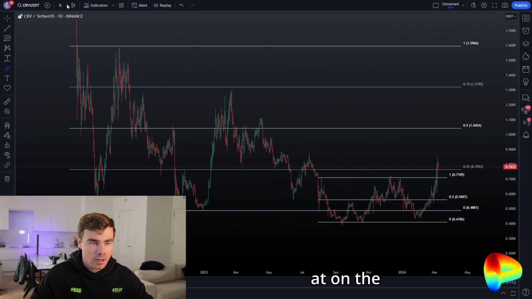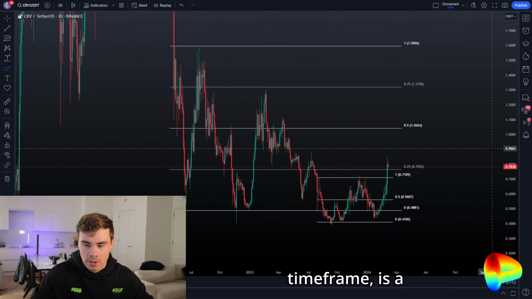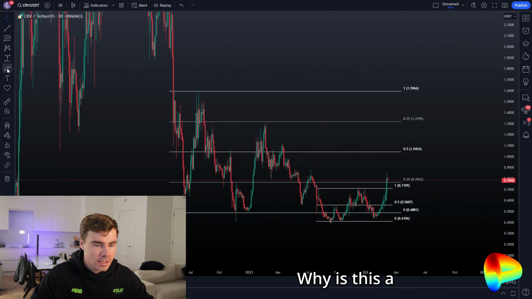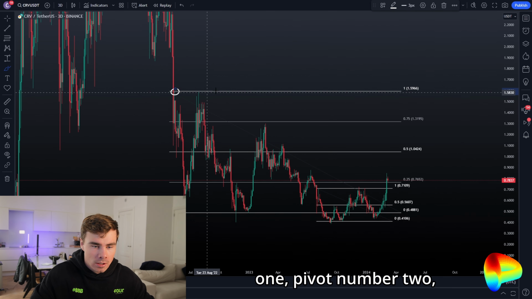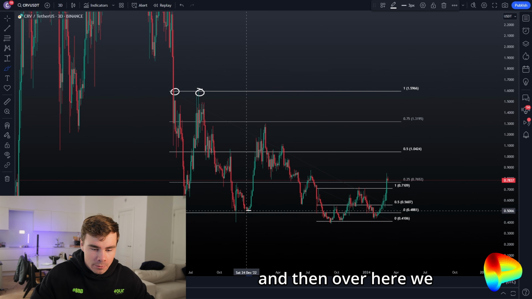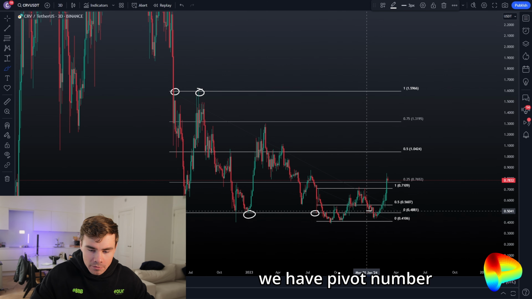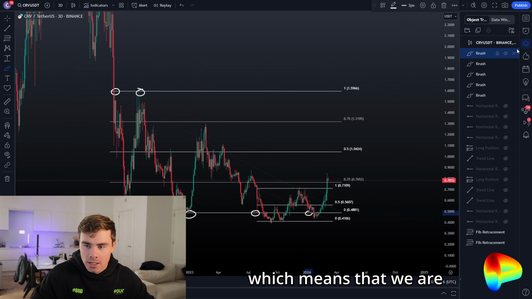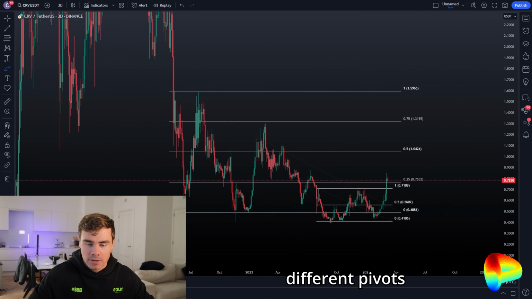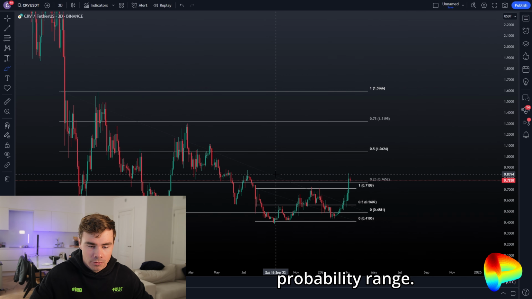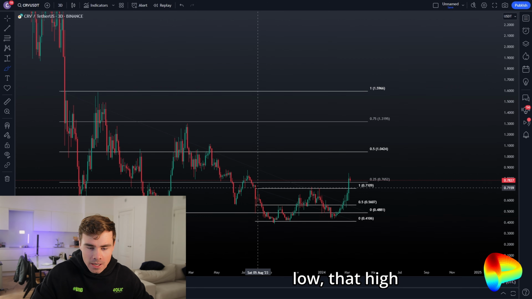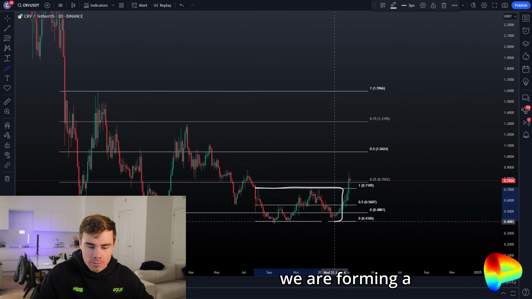So what we are looking at on the higher time frame, on the 3-day time frame, is a beautiful range. Why is this a beautiful range? We have pivot number 1, pivot number 2, and then over here we have pivot number 3, pivot number 4, right? And then even over here we have pivot number 5 and 6, which means that we are looking at 6 different pivots, which makes this a high probability range. Then around that range low, that high probability range, we are forming a brand new range.